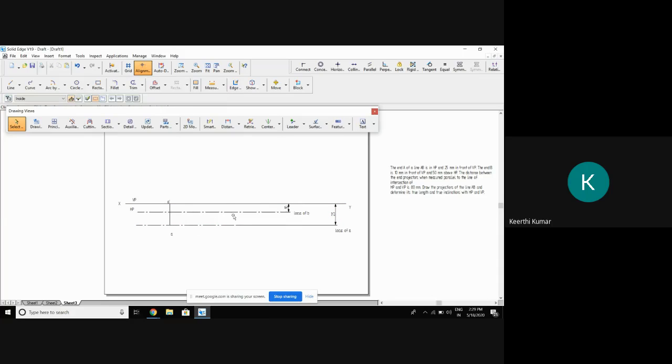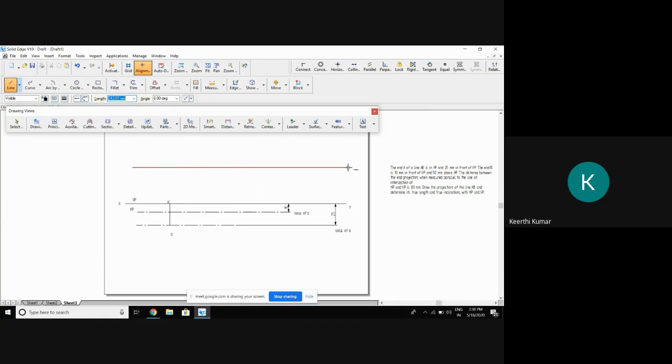Now again, the edge B is lesser in height compared to the edge A from the XY line. So again it will be in the reverse way, meaning the arc you have to cut in the reverse way. That's all. Then the end B is 10 mm in front of VP and 50 mm above HP.